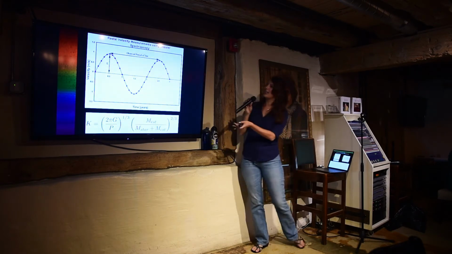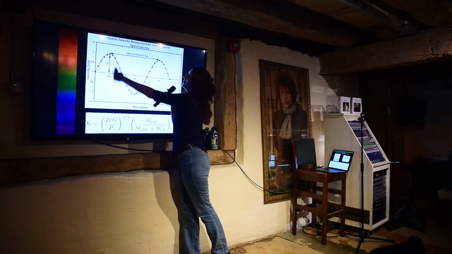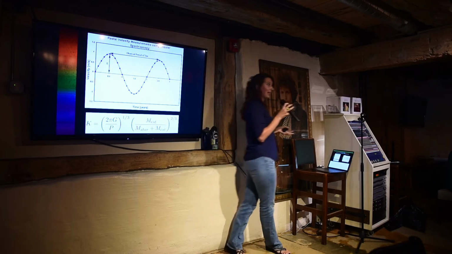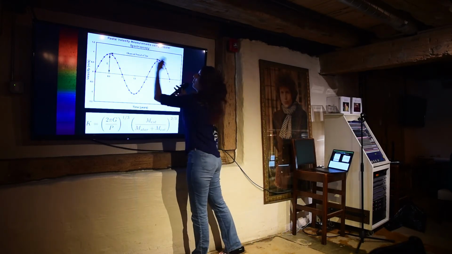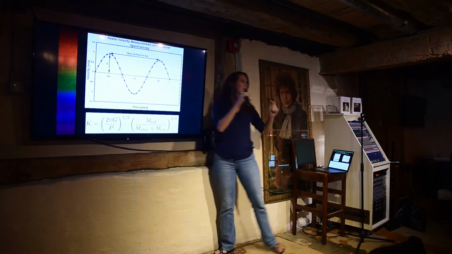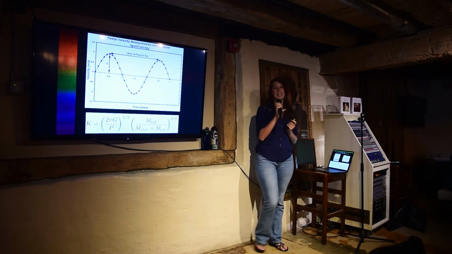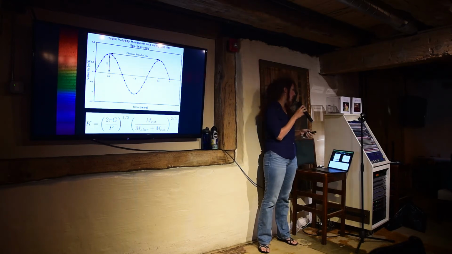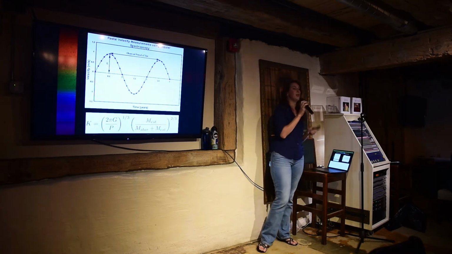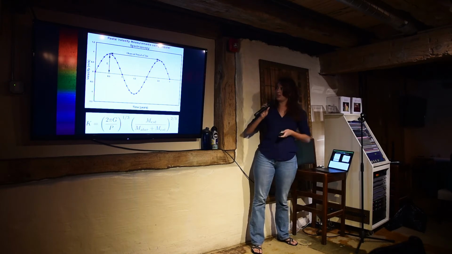So based on how high the sine curve is, this amplitude here, we can tell how massive the planet is, how much it weighs. And based on the period of the sine curve, or the space between the different peaks, we can tell how long it takes the planet to go around the star, and from that tell how far away it is.